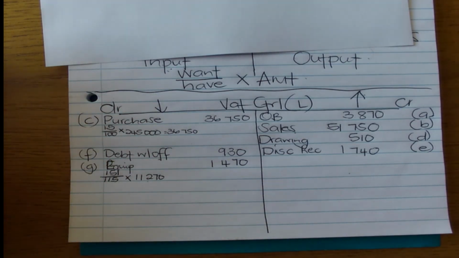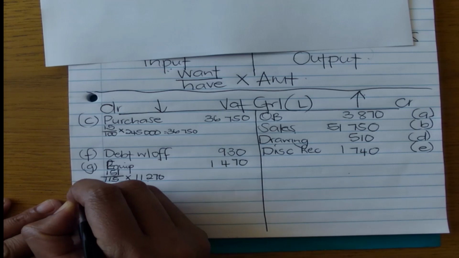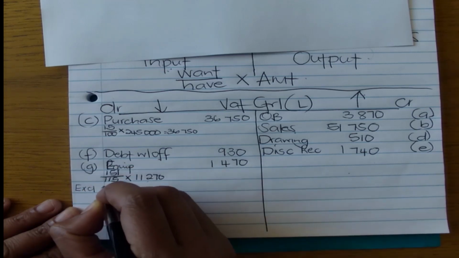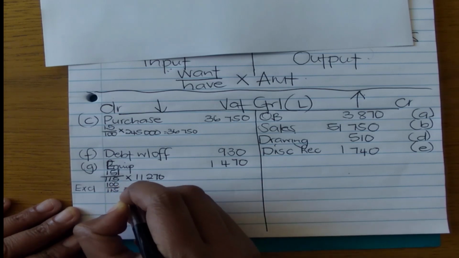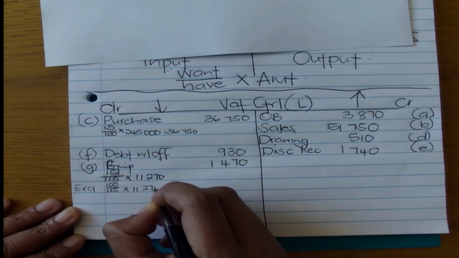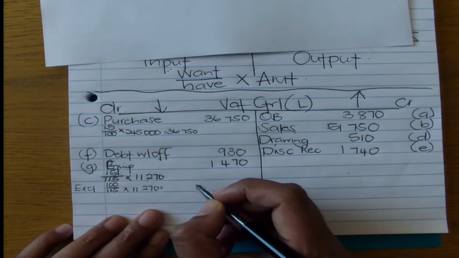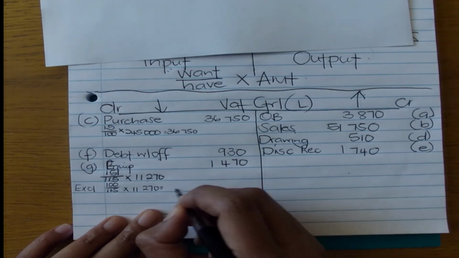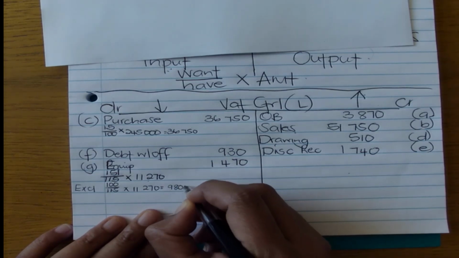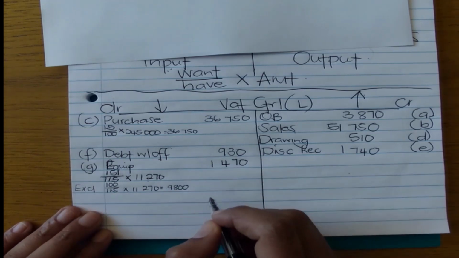You can always do it another way around, right? You can test this. You take what you want over what you have. Let's say you're going to use excluding. This is just an additional way to show you. If you say 100 over 115 times 11,270, you will get an answer of 9,800, but this is actually a long way, because remember you're looking for VAT.